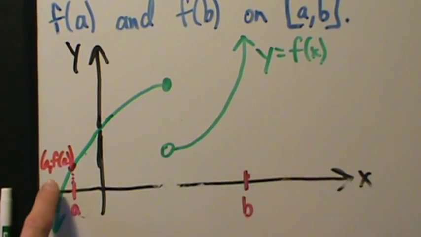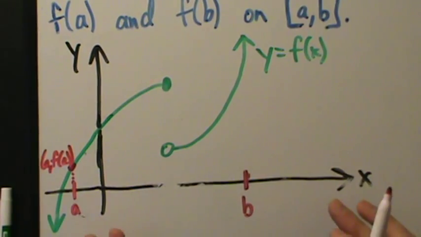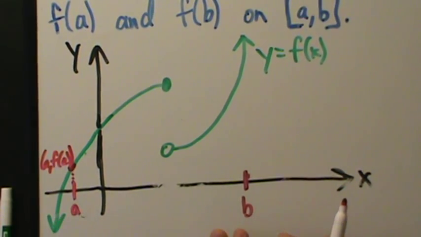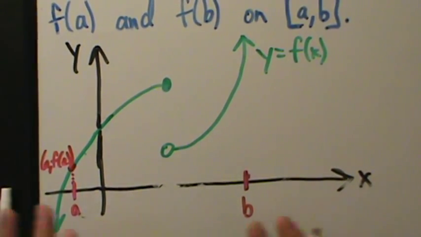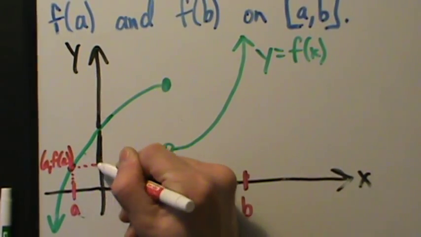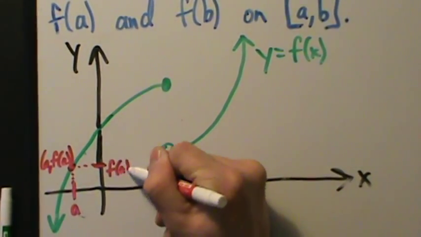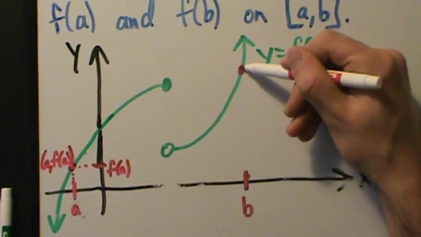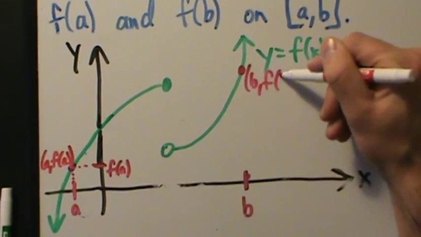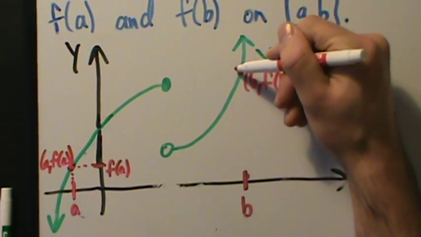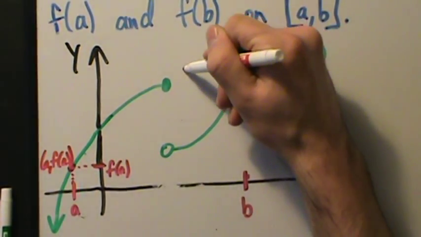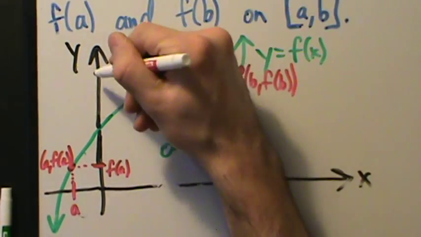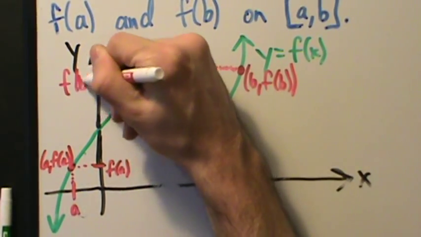Okay, so yeah, A is negative in this case, but that means absolutely nothing. A could be negative, B could be positive, they could both be negative, they could both be positive, it does not matter at all. So this right here is f of A. And then B corresponds to about this point right here, so that's B comma f of B. Okay. And then that corresponds to this y-coordinate right here, f of B.